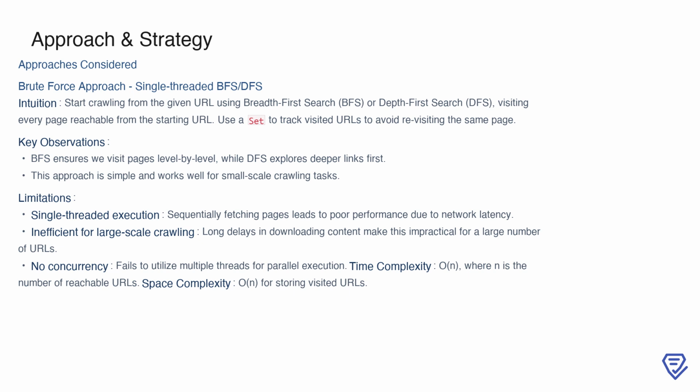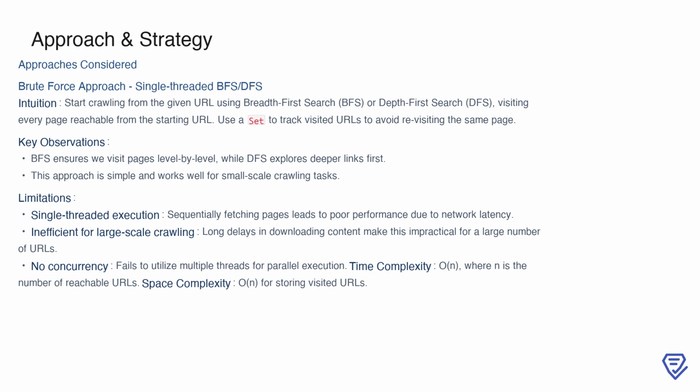While this approach is straightforward and works well for smaller tasks, it has several limitations. Single-threaded execution leads to inefficient use of time since network latency dominates, and there's no concurrency to parallelize the workload. As a result, this approach struggles with large-scale crawling tasks, where the number of URLs can be significant. The time complexity is linear, O(n), as each URL is visited once, but the lack of parallelism makes it slow in practice.